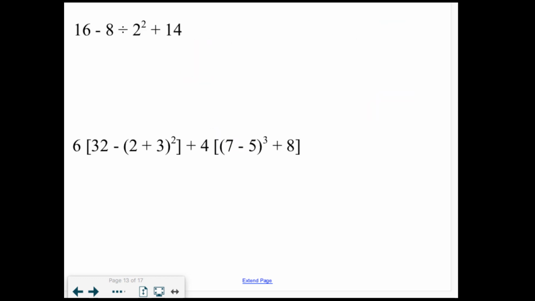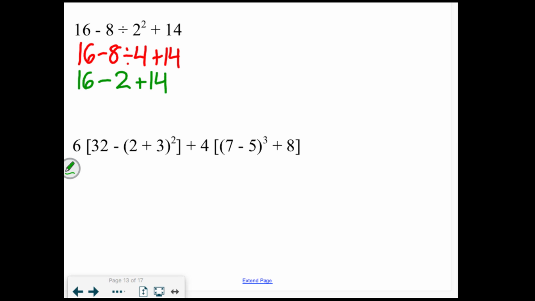So, in this first example up top, 16 minus 8 divided by 2 squared plus 14. The first thing we're going to do is the exponent because there is no parentheses. So I've got 16 minus 8 divided by 4 plus 14. Next step would be to do the division, which turns 16 minus 8 divided by 4 into 16 minus 2, plus 14. Now again, remember like I said just a minute ago, subtraction is going to come first in this one because it is further to the left, which gives me 14 plus 14 for a final answer of 28.